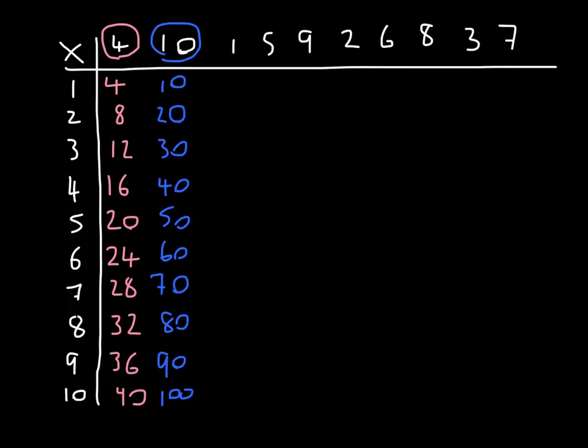Now we're going on to the 1 times tables, nice and easy. 1 times 1 is 1, 2 times 1 is 2, 3 times 1 is 3, 4 times 1 is 4, 5 times 1 is 5, 6 times 1 is 6, 7 times 1 is 7, 8 times 1 is 8, 9 times 1 is 9, and 10 times 1 is 10. So as you can see, they're doing it in a different order.